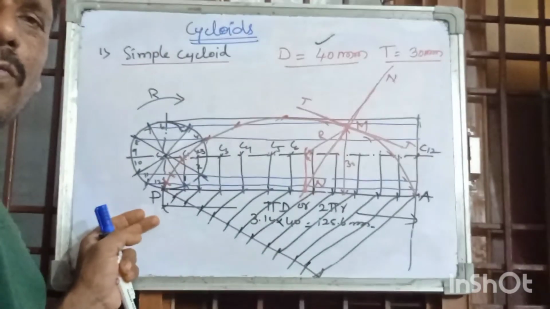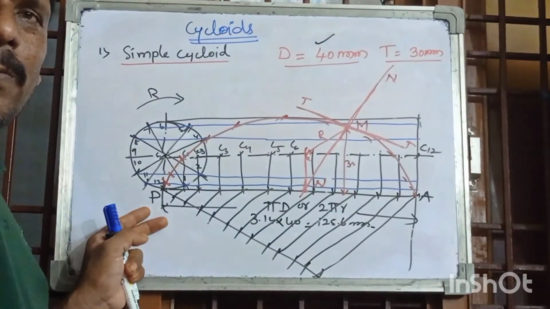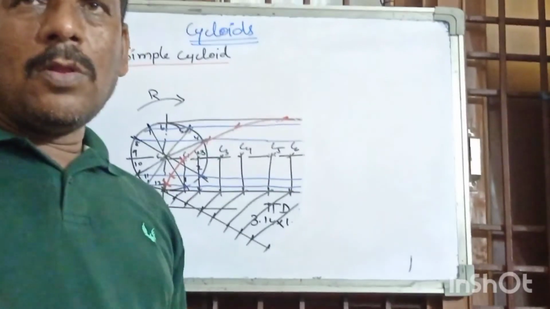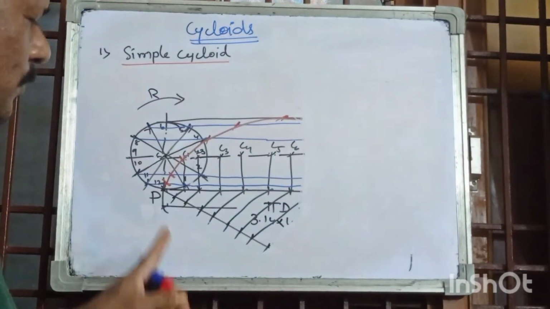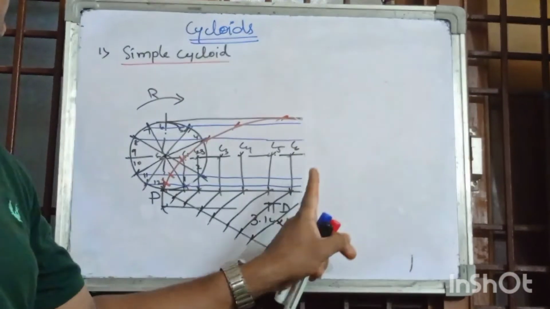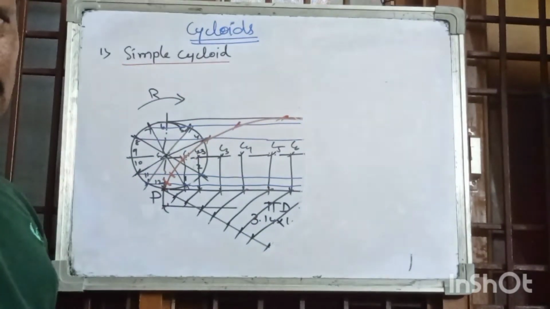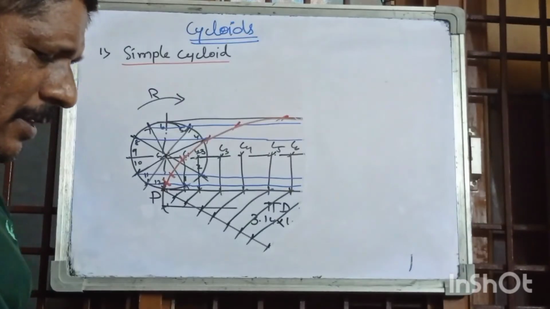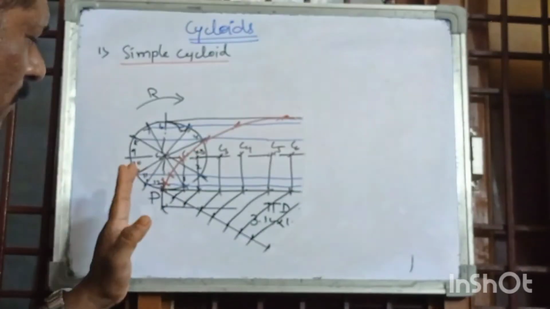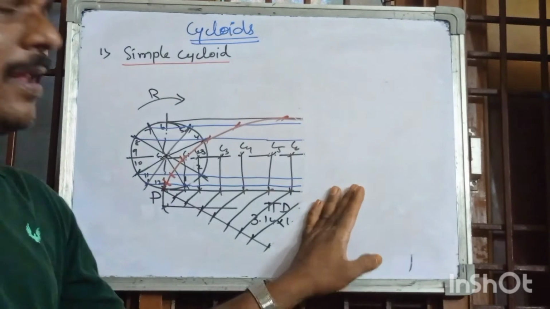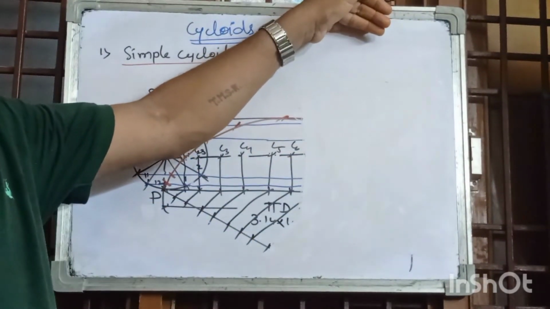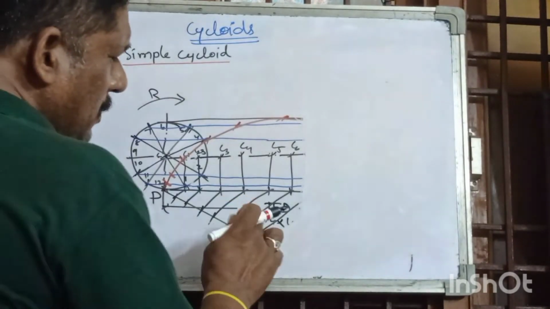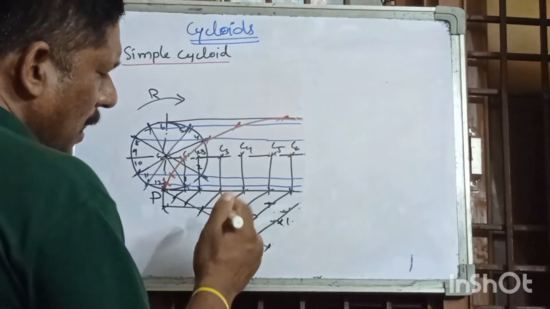So next, the second method. Here in the simple cycloid, we complete half of the full revolution in a clockwise direction, horizontally. That was the last problem. In this problem, half of the revolution is horizontal and the remaining half is vertical. He may ask a question like that also. Half of the distance means how much? It is pi d by 2.